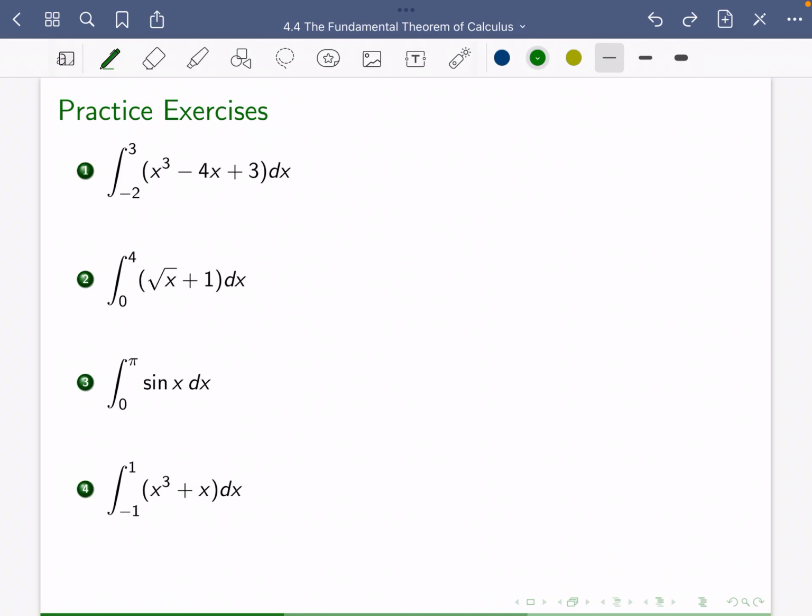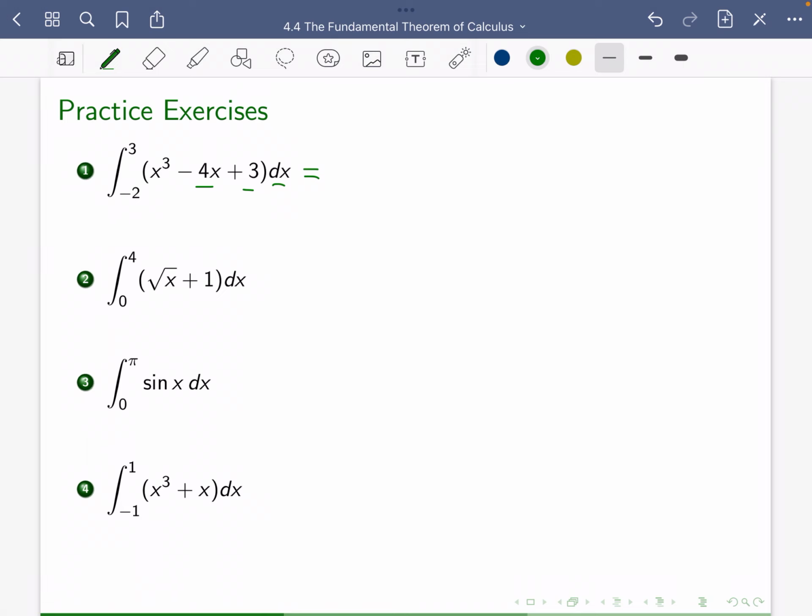In this video, we are going to go through several examples where we are going to implement the fundamental theorem of calculus, part 1. So, here we want to integrate x cubed minus 4x plus 3 from negative 2 to 3. We're integrating that with respect to x.